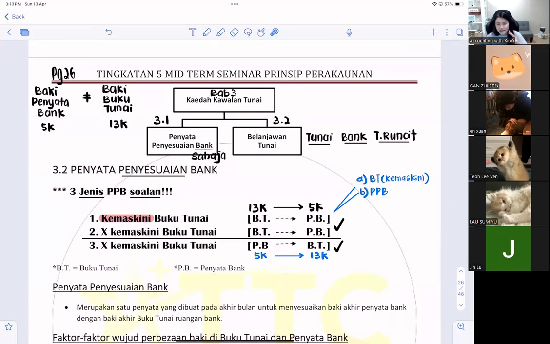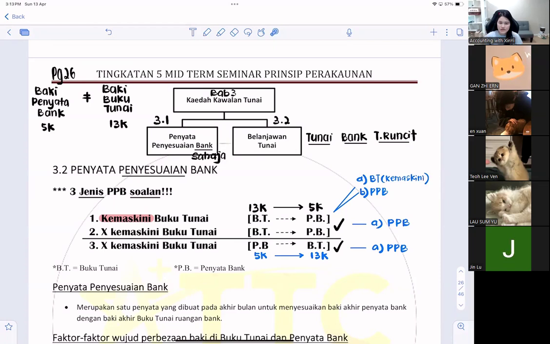Okay, now the second method and the third method, they are both tanpa kemas kini. So no need to do any changes to the buku tunai. You will just need to prepare one penyata penyesuaian bank. Just one. Okay, so in that report, penyata penyesuaian bank, you will see directly from 13,000 straight away become 5,000, or from 5,000 directly become 13,000. So there are no in-between numbers at all.